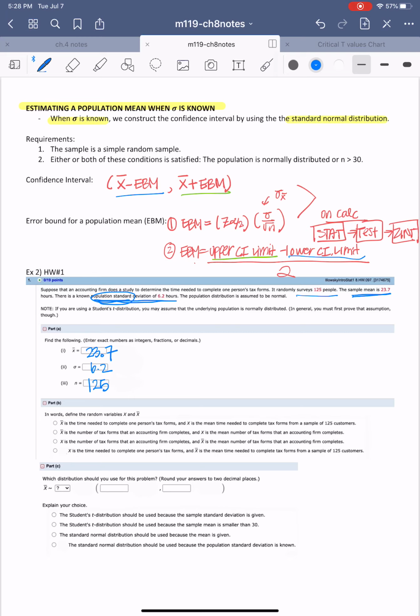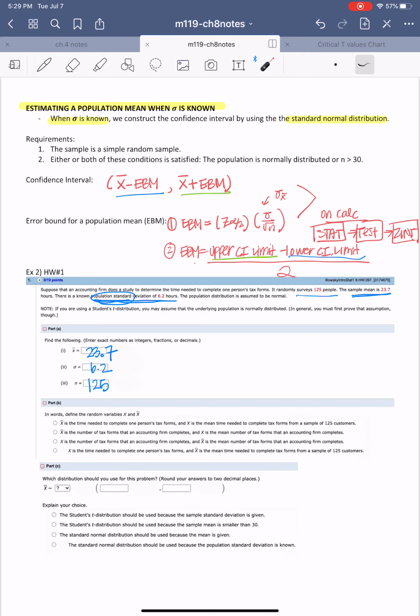The population is normally distributed. So the population distribution is normal, and we can actually use our z interval calculator function. All requirements are satisfied. Take a look. We have sigma known right there. We have a normal population. We have a sample size larger than 30. So I can construct a confidence interval using the z int.